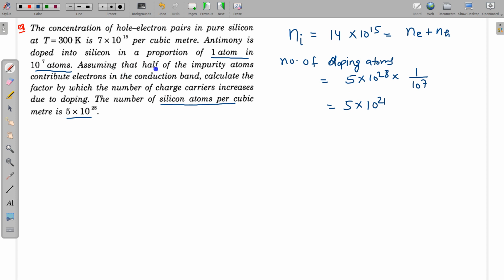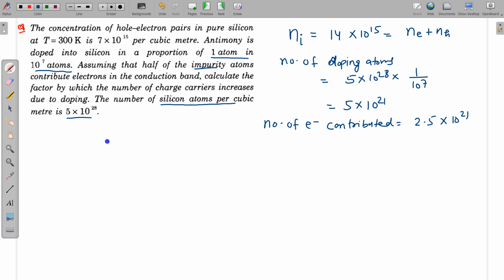Now it is given that half of the impurity atoms or doping atoms contribute electrons in the conduction band. So the number of electrons contributed by these doping atoms is half of this. This is 2.5 into 10 to the power 21. So this much is the number of electrons contributed.